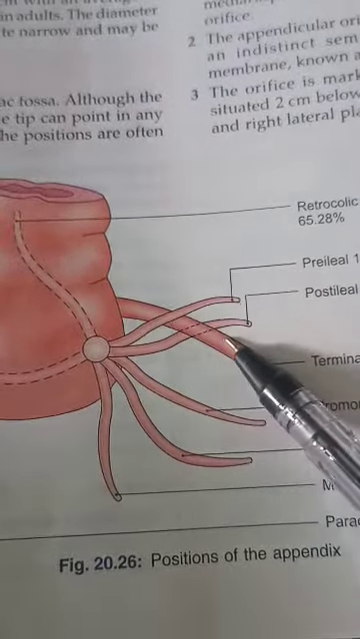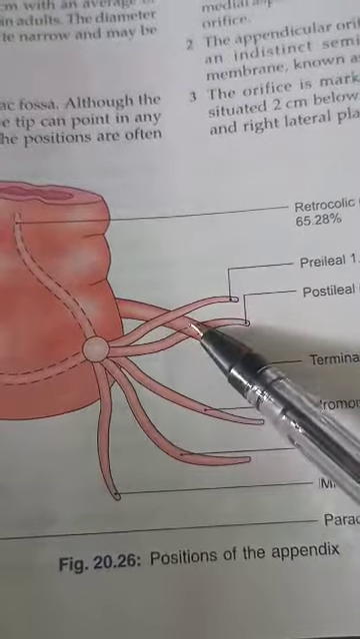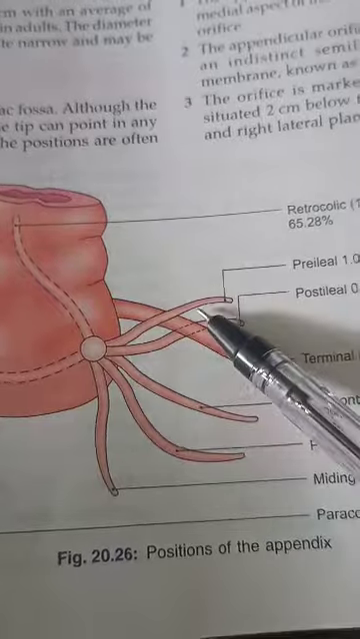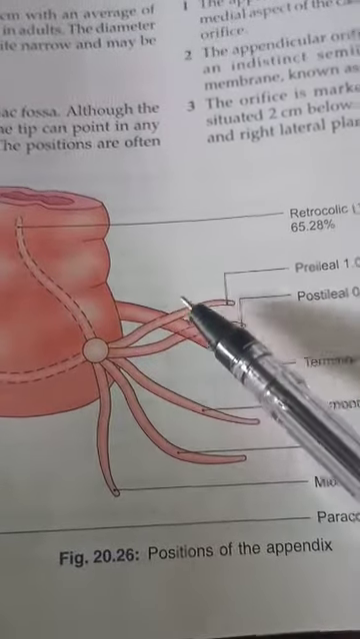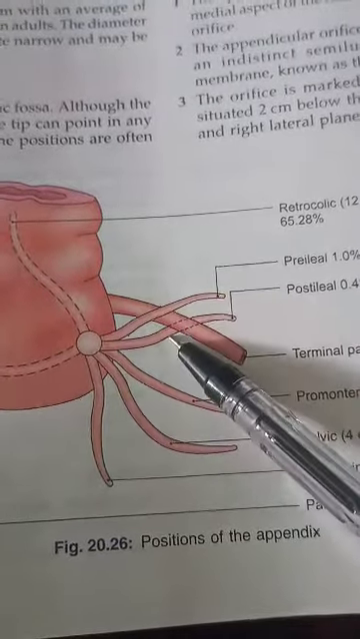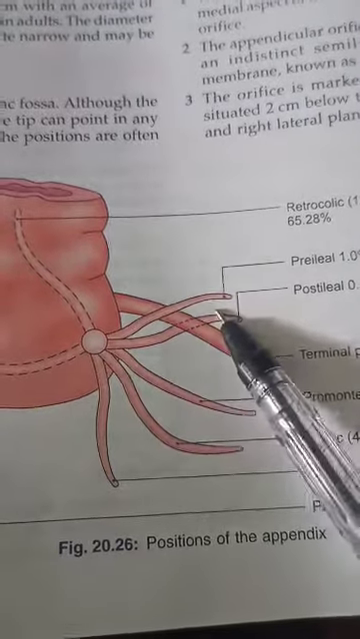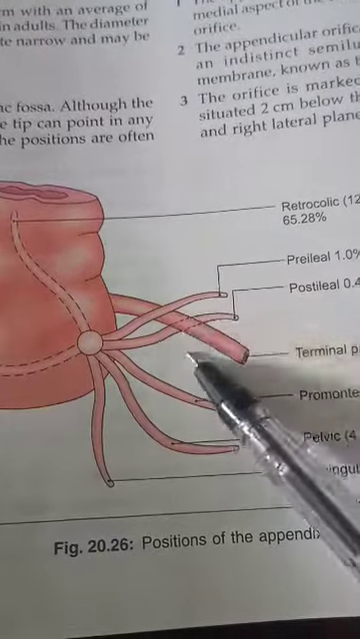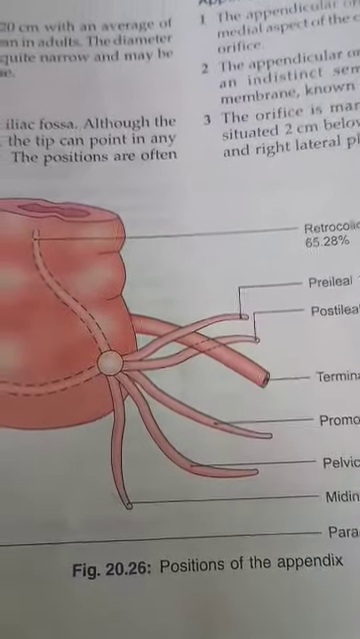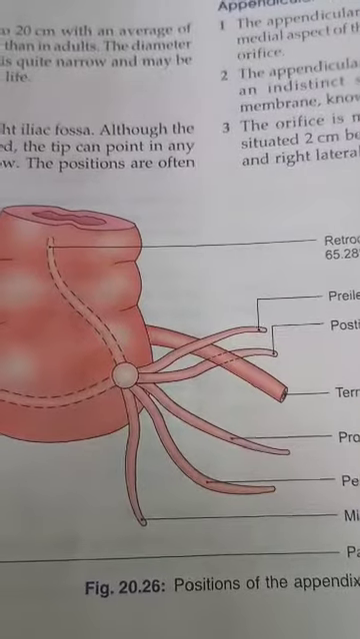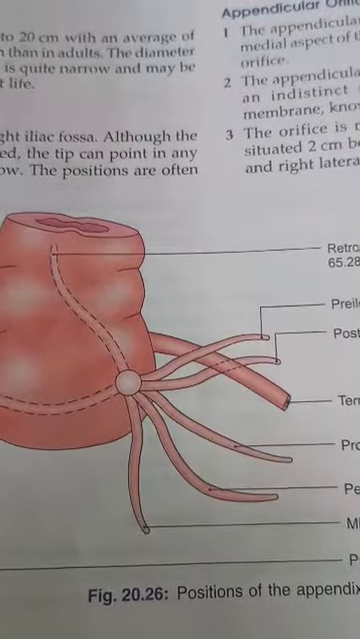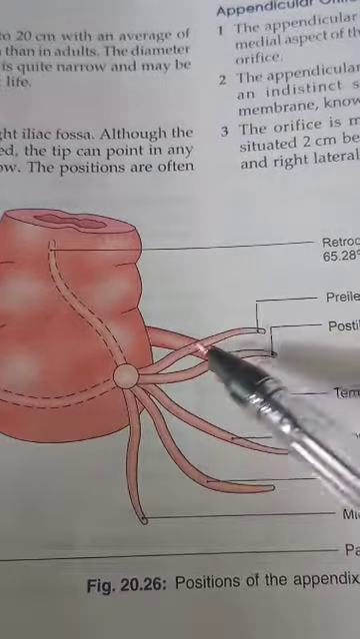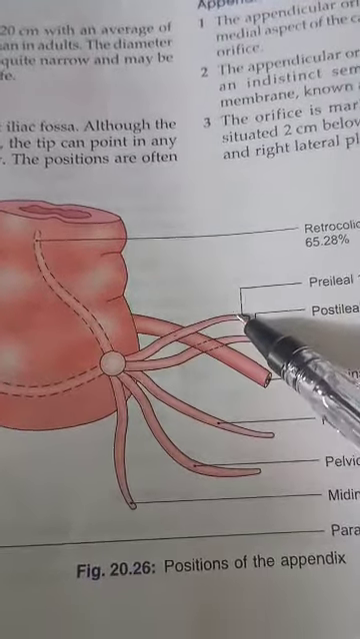So this is our ileum. Sometimes the tip can pass in front of the ileum, and otherwise it will pass behind the ileum. If it passes in front of the ileum, we call it pre-ileal, and if it passes behind the ileum, it is known as post-ileal position. Both are 2 o'clock position or splenic position. And among them, the pre-ileal type is the most dangerous type of the appendix.